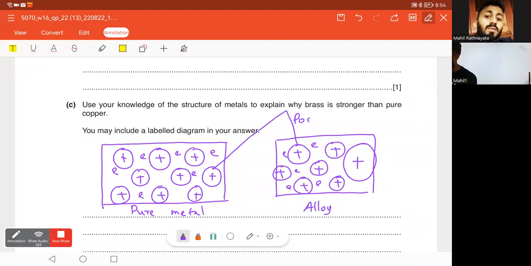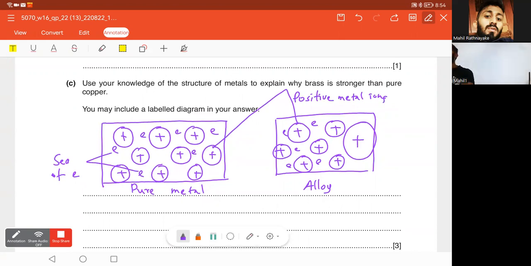These are the positive metal ions and sea of electrons. How to explain, Lama? Pure metal has one type or one size of metal atoms, but brass contains different sizes of metal atoms. Due to that, it's difficult to slide over each other. No, slide over each other, right? When you take pure metal, they have one type, one size of metal atoms, easy to slide over each other. But alloy contains different sizes of metal atoms, difficult to slide over each other.